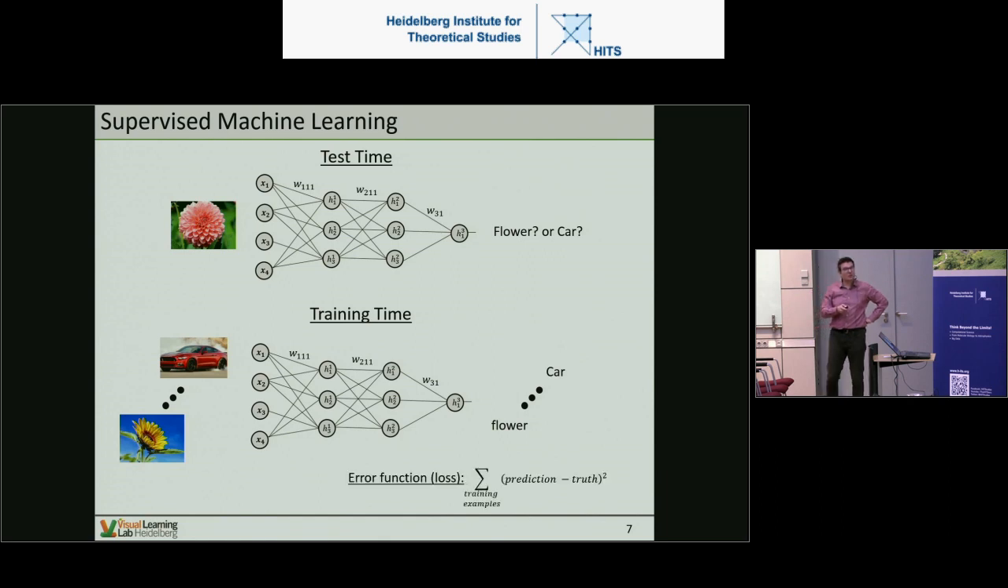Okay, then what we do, this is the most simple form of writing it, the error function, also called loss function, is a sum over all training examples, where you take the prediction of the network and the true output, and the distance should be minimized. This is a squared loss here.